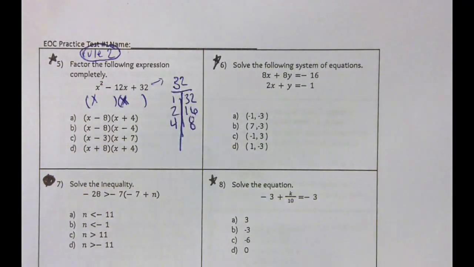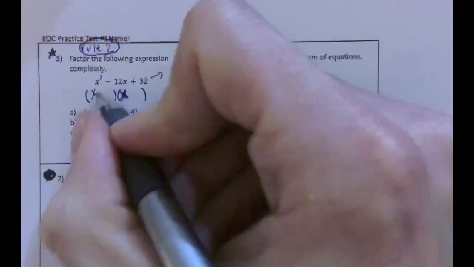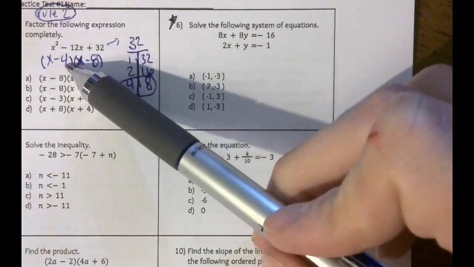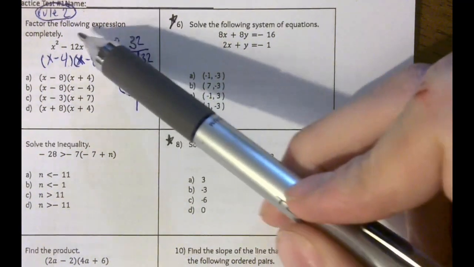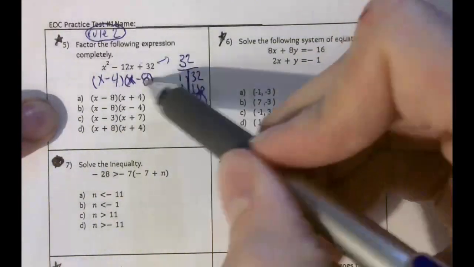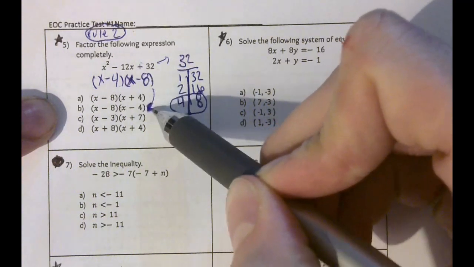And then the question is, which one of these combinations adds to be negative 12? Well, 4 plus 8 is 12, so if I make them both negative, negative 4 and negative 8, that'll get me where I want to go. Negative 4 times negative 8 is positive 32. Negative 4 plus negative 8 is negative 12. So I just try and see which one that matches up with. So notice I'm going here. That's going to be my answer.